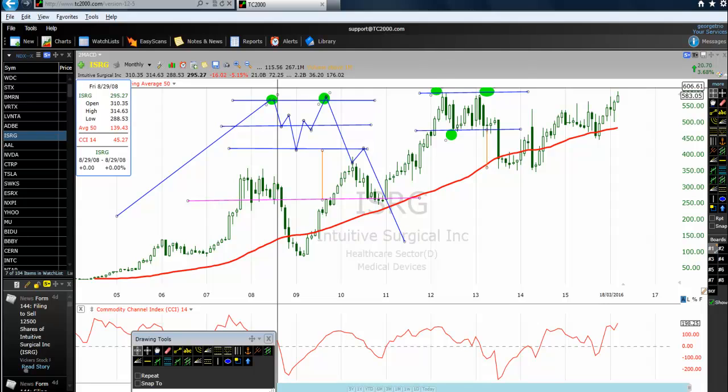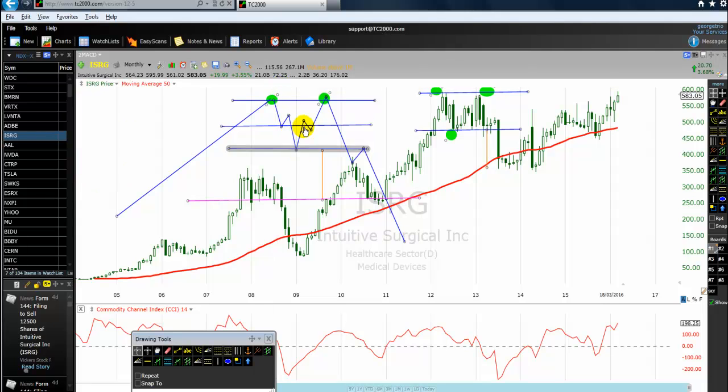It is formed at a resistance zone at a key level. Okay, so you want to know that. Very, very important. That's where we see a double top chart pattern. So how do the pros trade the double top chart pattern?